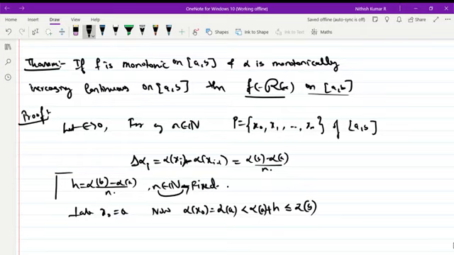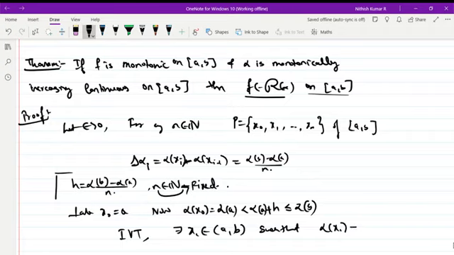Now using intermediate value theorem, there exists an x1 belongs to open interval a comma b such that alpha of x1 is equal to alpha of a plus h. So what is delta alpha 1? It is nothing but alpha of x1 minus alpha of x0, which is equal to alpha of a plus h minus alpha of x0, which is equal to h.